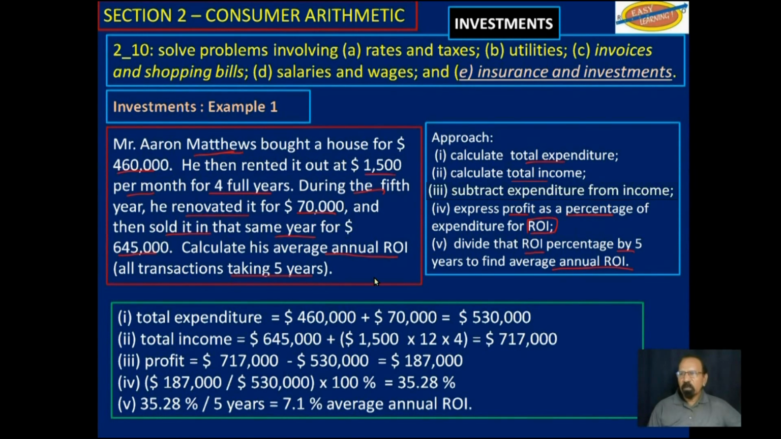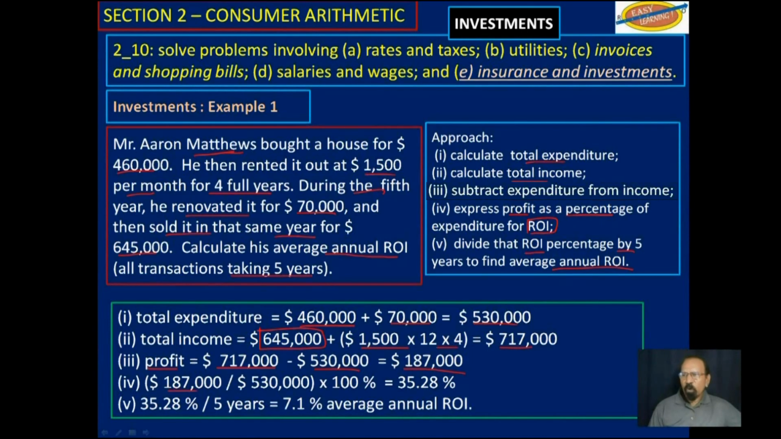Total expenditure, initial price plus the renovation. Total income would be what he sold the building for after he renovated it, plus the rental, $1,500 for 12 months, 4 years, which would be that. So the profit will be this minus that, and that would give us 187,000.